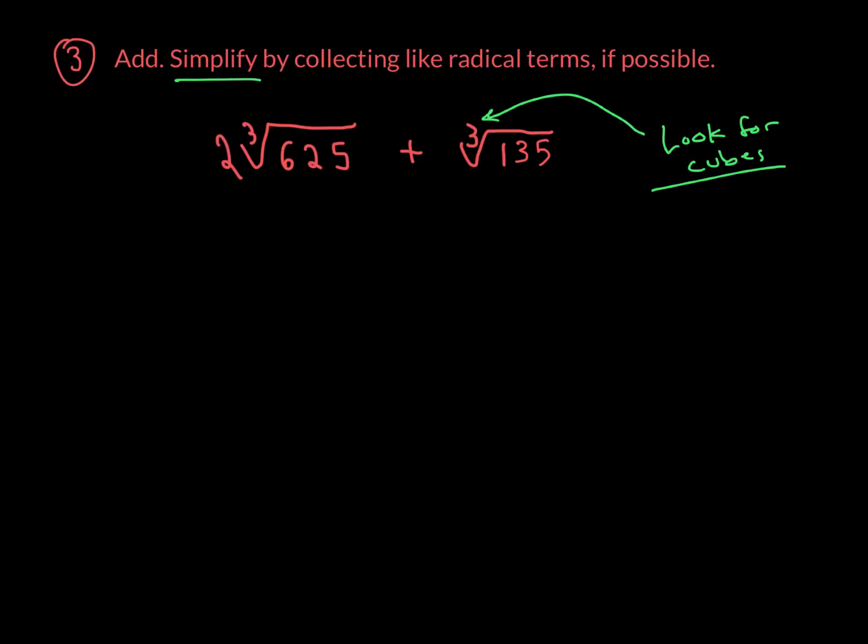So the list of cubes again, 1 cubed, 1 times 1 times 1, 2 cubed, 2 times 2 times 2, 3 cubed, 4 cubed, 5 cubed, you could do 6 cubed, 7 cubed. You'll probably want to have a list like this available just to reference while you're working on section 6.4. So we're looking for cubes. We're going to simplify these.